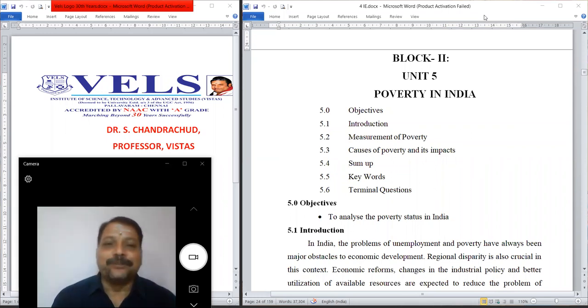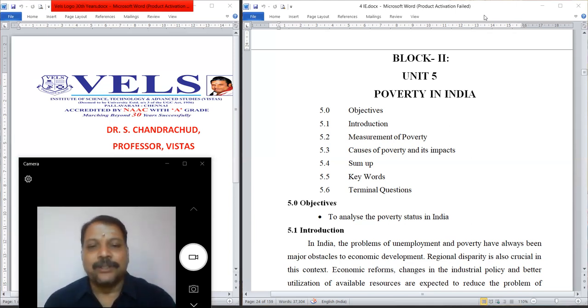Today, we are going to take a class relating to poverty in India. This particular unit, coming in Block 2, Unit number 5, Indian Economy. This topic includes how we are measuring poverty, what are all the causes for poverty, and what are its impacts on the Indian economy. These are the topics today we are going to cover.